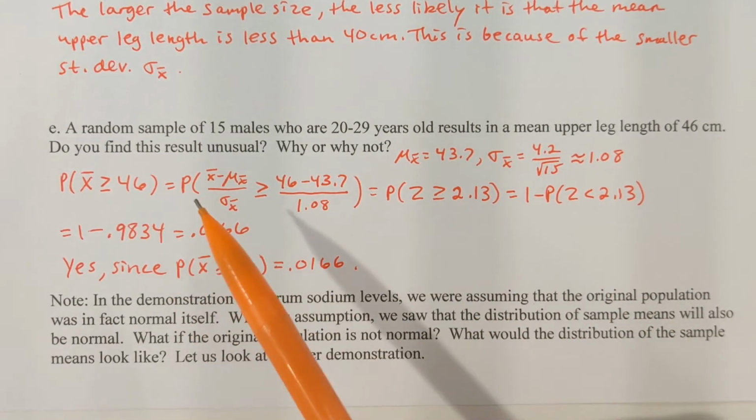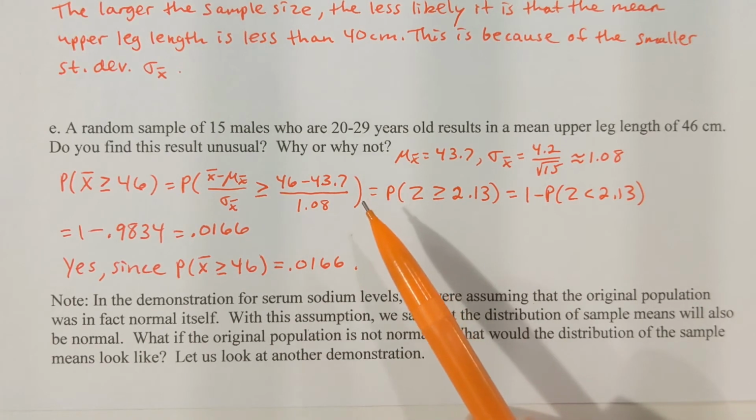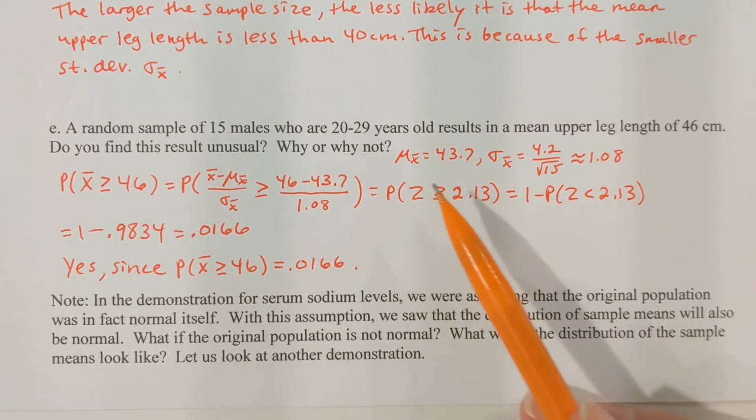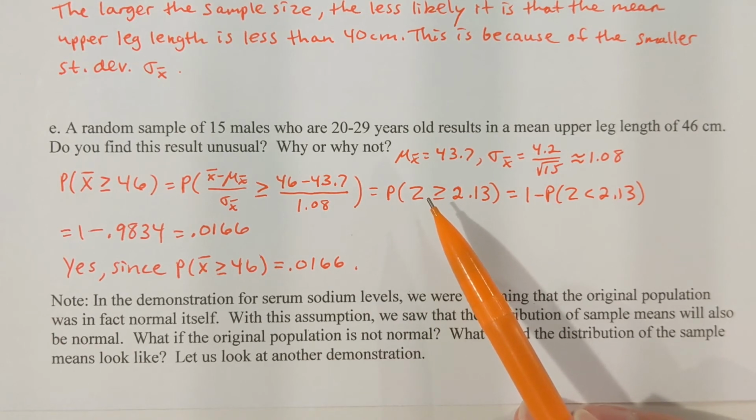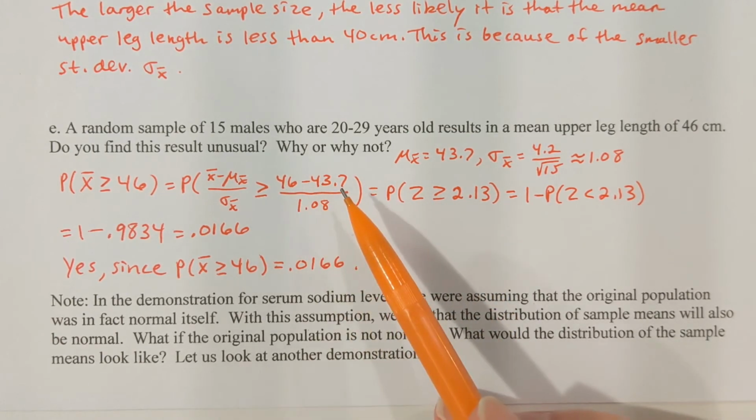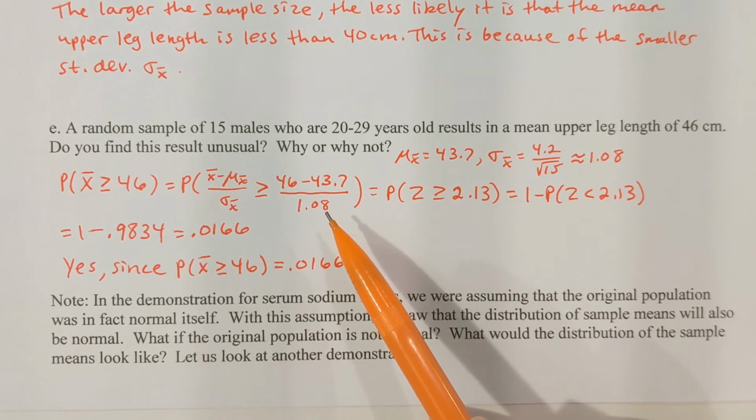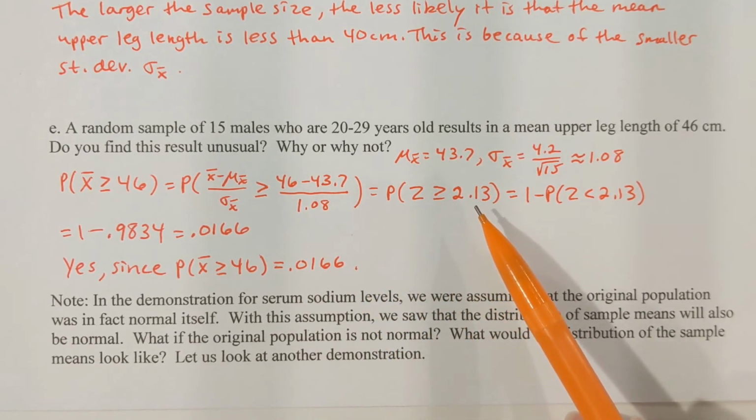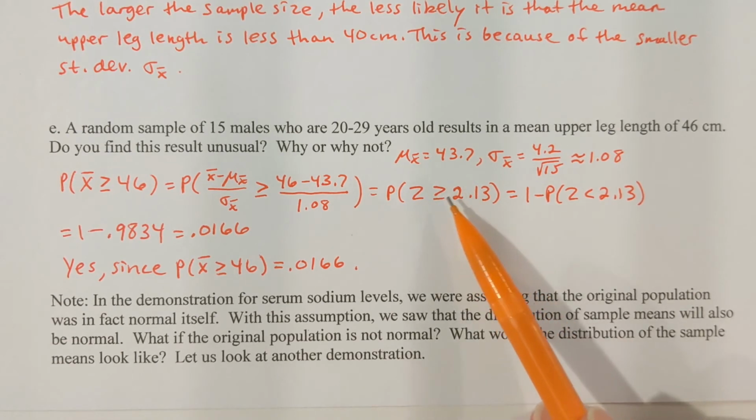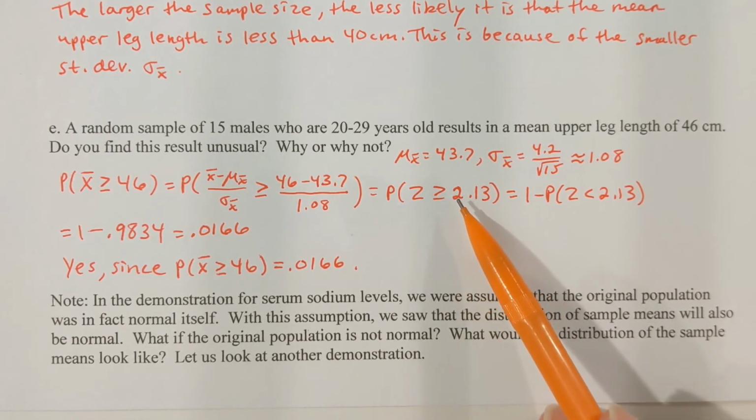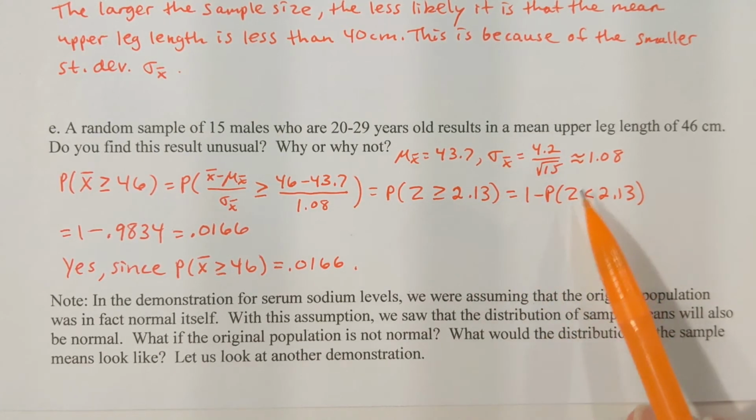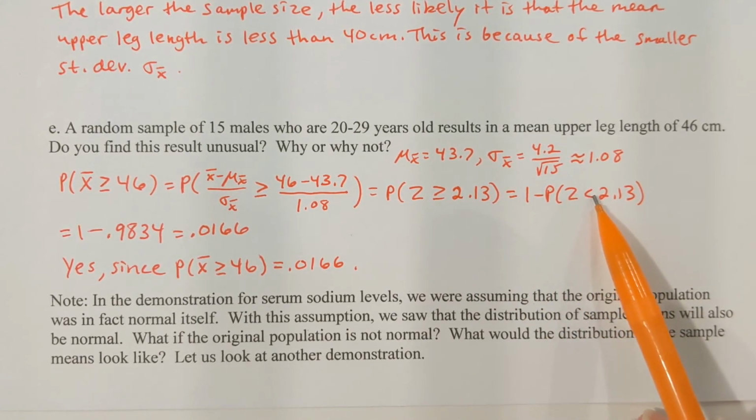And so I've already got this set up here. I'm going to change the variable, and that allows me to get my z-score. And 46 minus 43.7 divided by 1.08 is roughly 2.13 if you go to the nearest two digits. We're looking for the area to the right of that number. The table only gives area to the left, so I'll need to use the complement rule. Switch the sign, of course, and so that would indicate that you're describing area to the left.